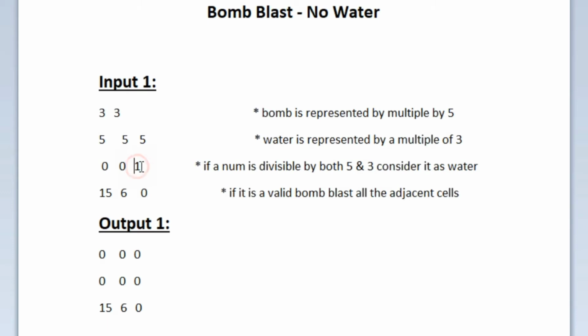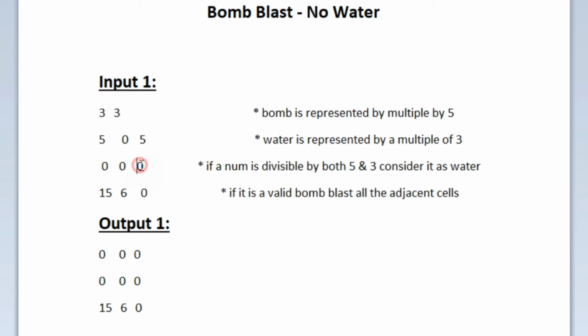After blasting the left cell, we should check for the right cell. So the right cell is 1. Again, it can also be blasted. So I am changing it to 0. And after blasting left and right, we should check for the top cell. The top cell is 5, which is not a multiple of 3. So this cell can also be blasted. So the 5 is changed to 0. So now we have blasted the left, right, top cells.